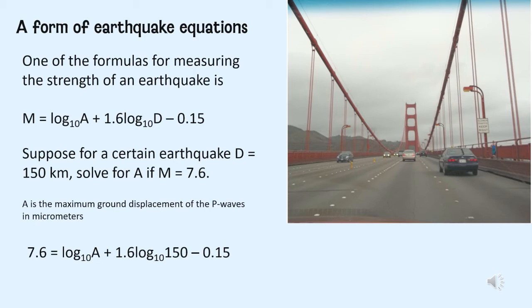Suppose that an epicenter is 150 kilometers away, and we want to solve for the maximum ground displacement of the p waves if m is 7.6. Plugging the appropriate values in, we then get the equation 7.6 equals log base 10 of a, which is the variable we're trying to solve for, plus 1.6 log base 10 of 150 minus 0.15.